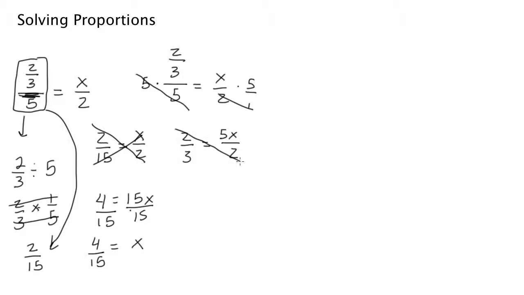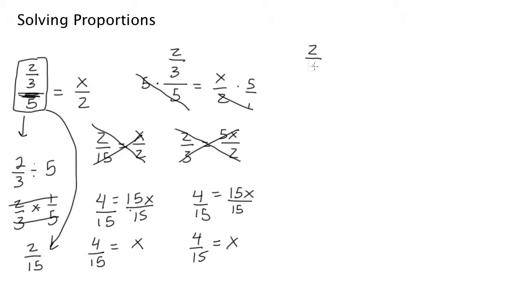2 times 2 is 4. Don't forget the equal sign. 3 times 5x is 15x. And it just looks like this problem right here. Then divide by 15, divide by 15. And we also get x equals 4 over 15. Same answer. That's good.